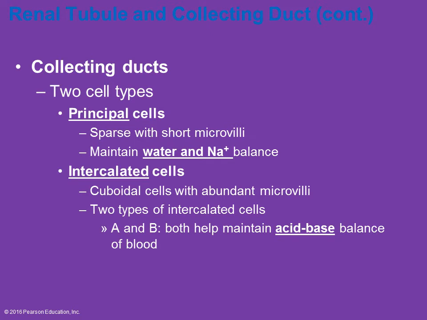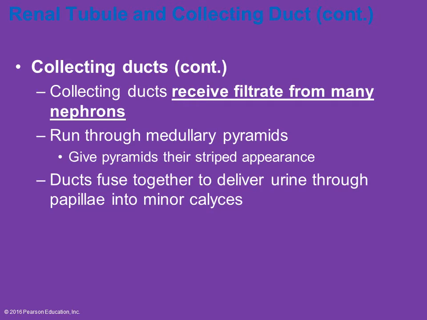And then those collecting ducts, at this point, are receiving the urine from the nephron. And you're going to have cells here that are involved somewhat with the water and sodium balance, which also is involved with the acid-base balance.